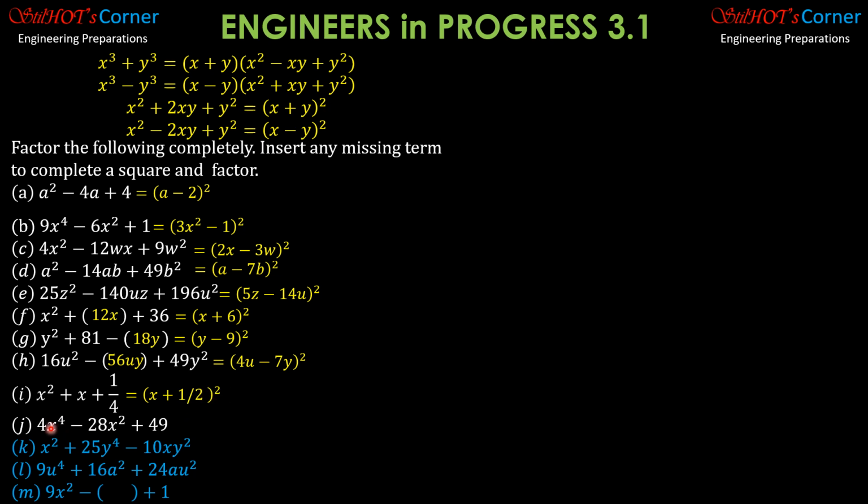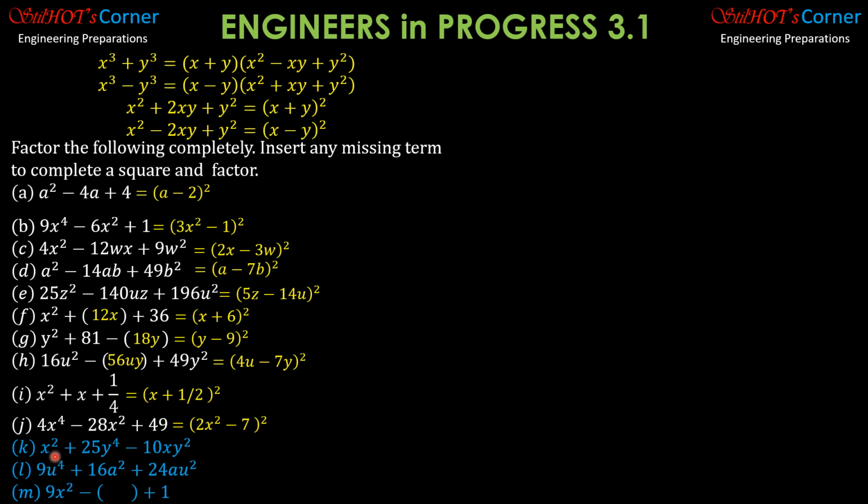4x⁴ is a perfect square. The square root is 2x². 49 is a perfect square. The square root is 7. So 2x² times 7 is 14x², times 2 is 28x². So it guarantees this middle part here. Therefore, the complete factored form is (2x² − 7)².